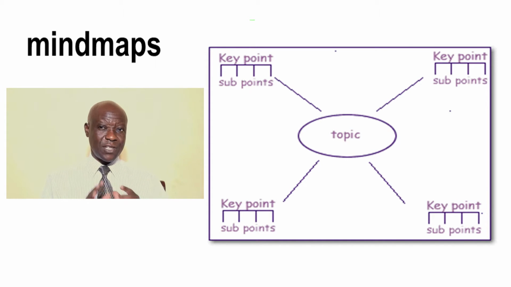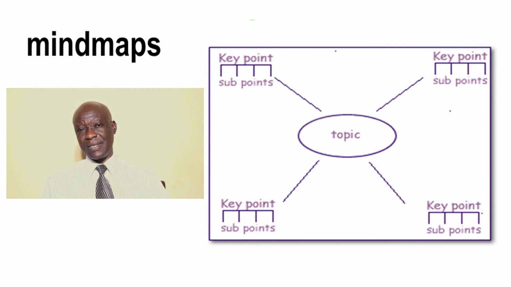Sometimes it is a good idea to number key ideas in the order that you are going to place them in your literature review, ladies and gentlemen. So this is the mind map that you have been seeing here. In the middle, you've got the topic, then the key points in the corners. In others, you are clustering information that is similar together.